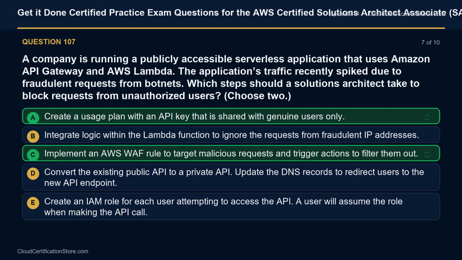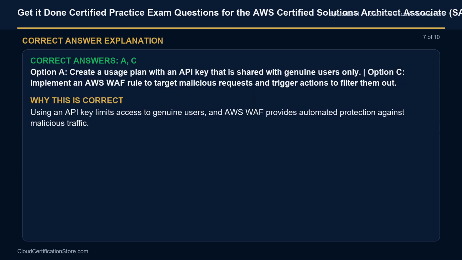The correct answers are A and C. Option A. Create a usage plan with an API key that is shared with genuine users only. Option C. Implement an AWS WAF rule to target malicious requests and trigger actions to filter them out. Explanation. Using an API key limits access to genuine users, and AWS WAF provides automated protection against malicious traffic.